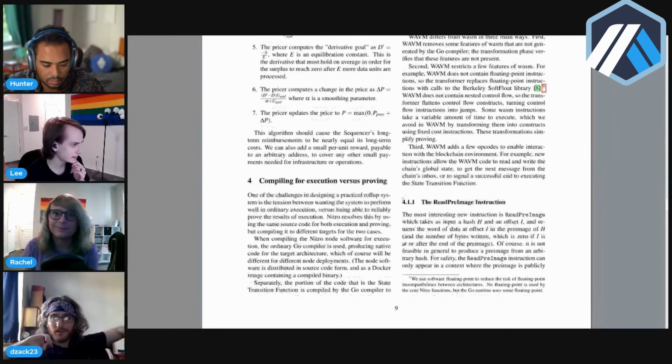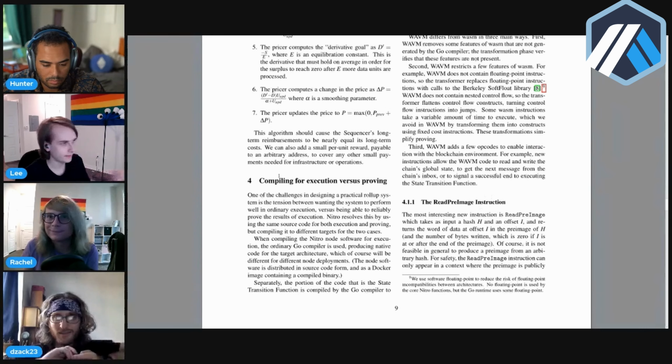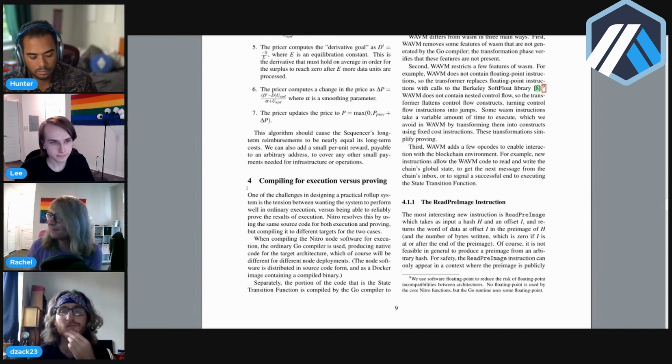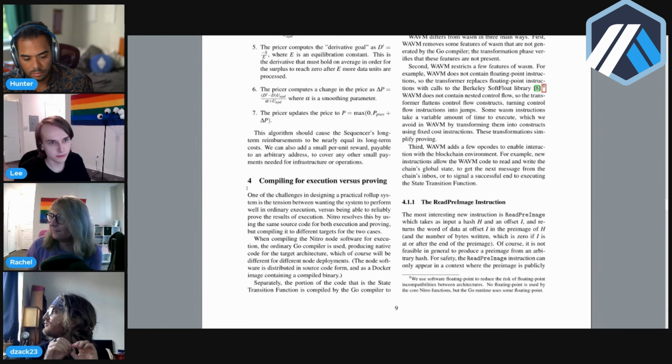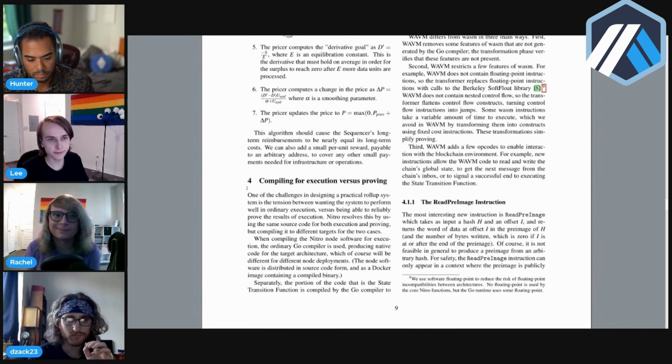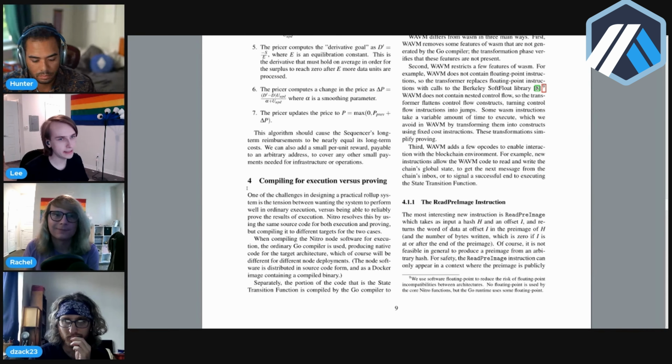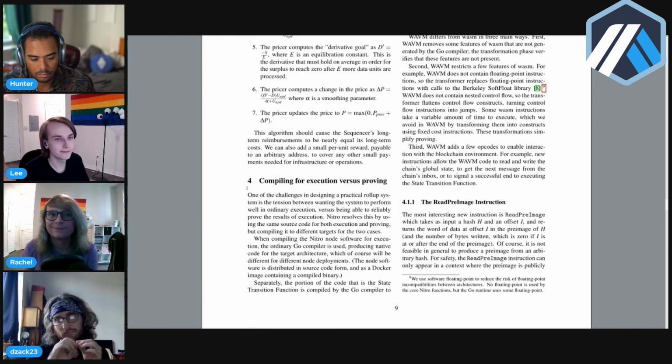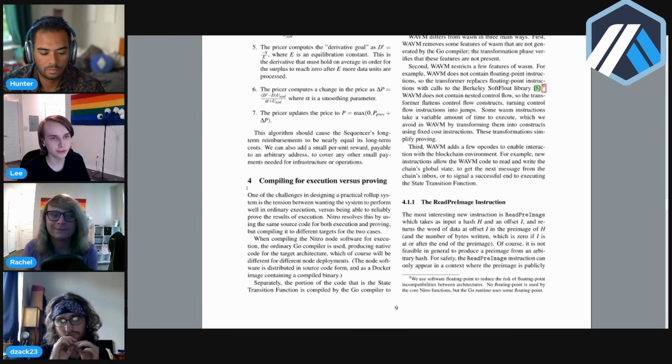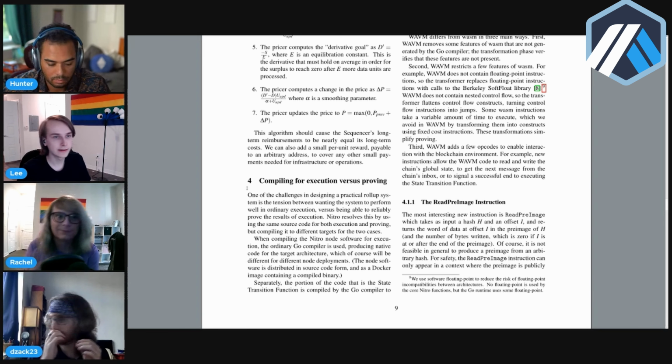So let's get into compiling for execution versus proving. Historically in Arbitrum Classic, as we mentioned, you would write everything in Mini, and then it would compile down to the AVM. And that same AVM binary would be used both if you were a normal node executing the chain, executing transactions, or if you were a validator trying to dispute an assertion or make an assertion.